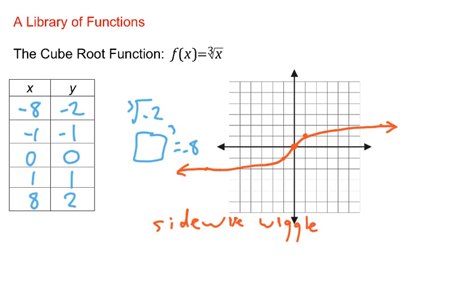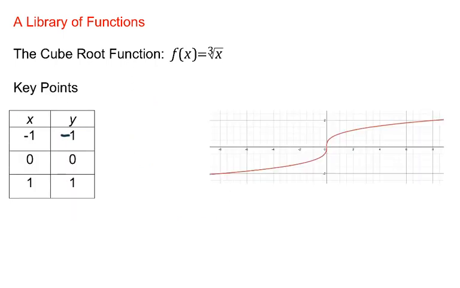Or a sideways crispico, if you prefer. Once I know what that looks like, again, just a few key points are enough. Notice that these are some of the same ordered pairs we've seen before, but as long as we know that the graph goes through those points, negative 1, 0, 0, 1, 1, and has this sideways wiggle shape, or sideways snake, or sideways crispico. So it's important to check a few points, but it's important to have a good sense of what the graph of each function looks like.